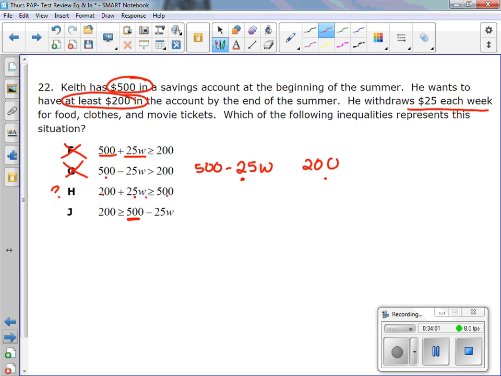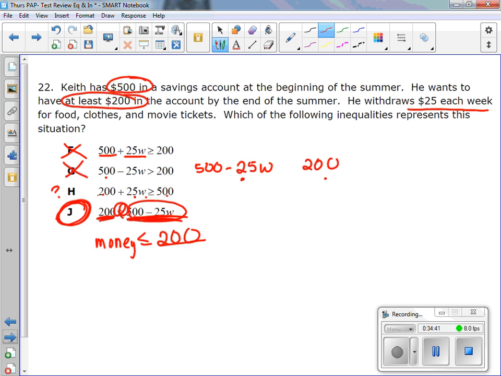This one down here has our 500 minus our $25 a week. So what this one says is that the money we have, and I'm going to switch this around so it makes more sense to me, pointy end, pointy end. So the money we have is less than or equal to 200. So that means the money we spent is less than or equal to the $200 we want to have left. So in other words, the $200 we have left is greater than or equal to what we spent. To me, that one sounds right, even though I know it's a little bit weird.